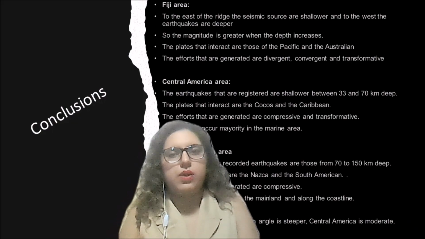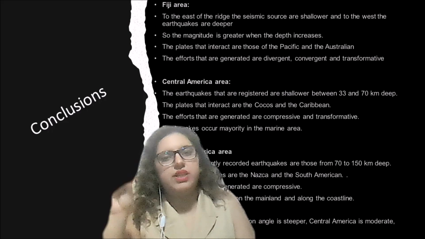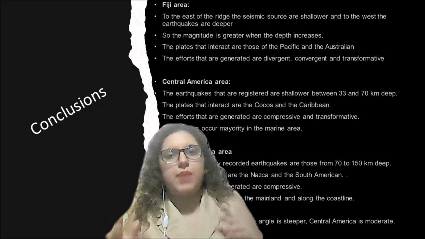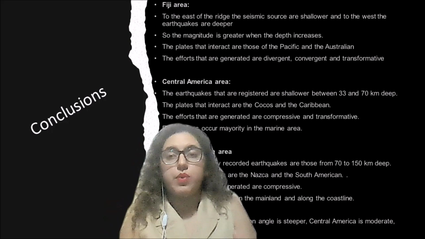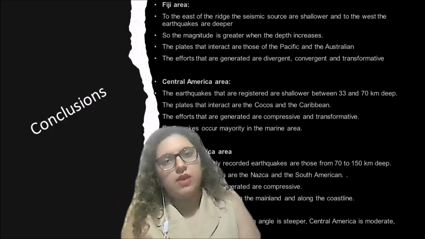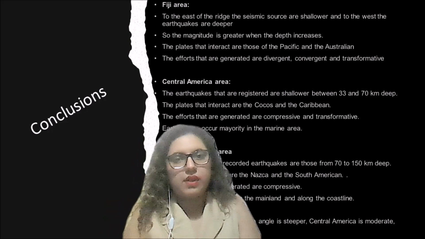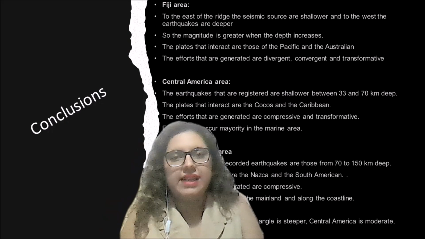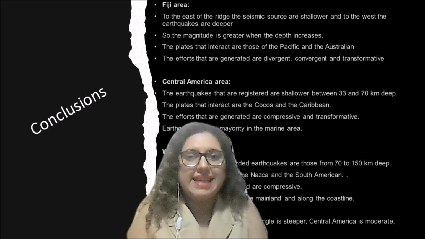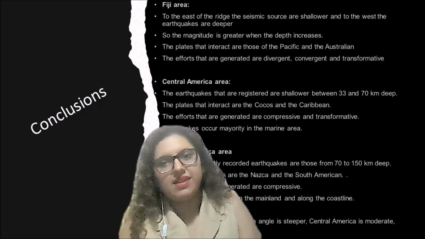Now, we have the conclusion. We performed a conclusion for each area. First, the Fiji area conclusions. To the east of the seismic source the earthquakes are shallower, and to the west the earthquakes are deeper. So the magnitude is greater when depth increases. The plates that interact are the Pacific and the Australian. The efforts that are generated are divergent, convergent, and transform.